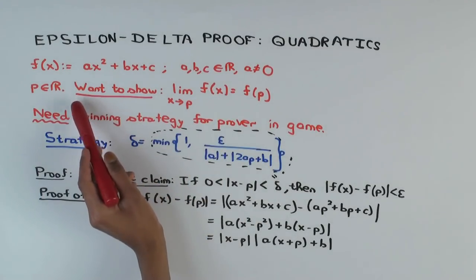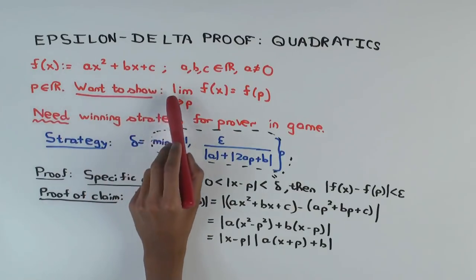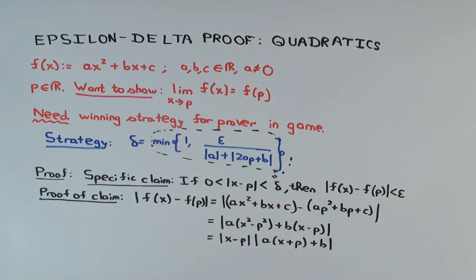p is any real number. I'm not calling it c just because c is used here. Okay, and I want to show that the limit as x approaches p of f(x) is f(p). So this essentially handles all limits for quadratic functions.